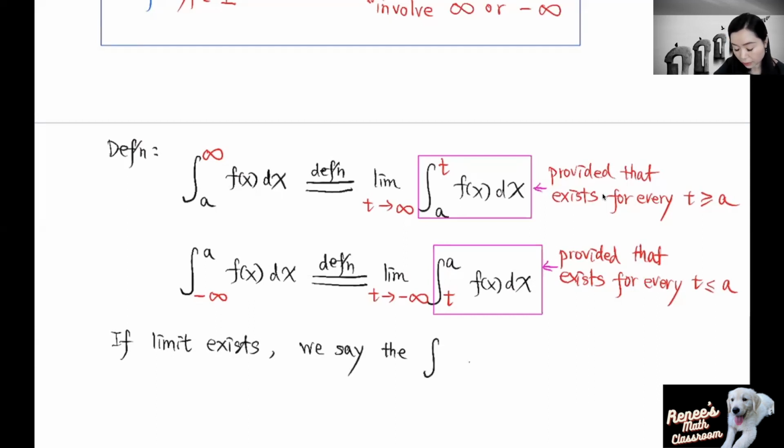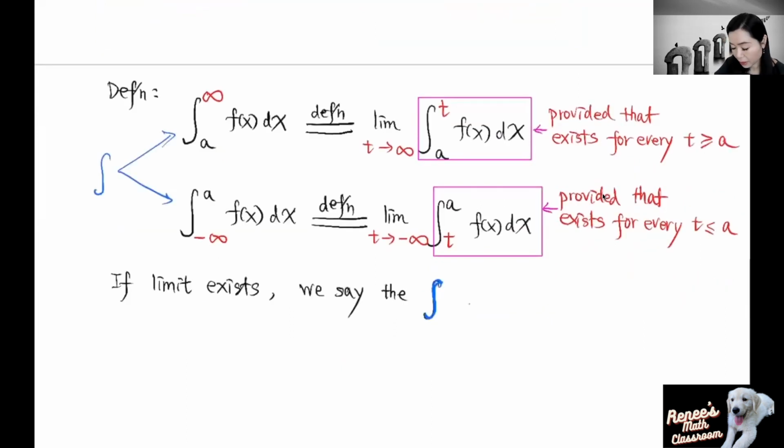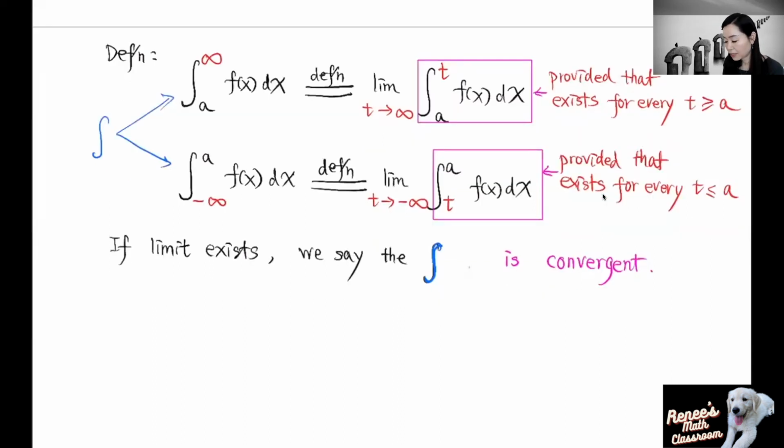The integrals over here, what are they? These two. These two integrals over here, we call them convergent. Is that a movie called Convergent or Convergence? Did I watch that? If the limit over here exists as a real number, then we say this integral is convergent. Convergent in Chinese, we call that 收敛.